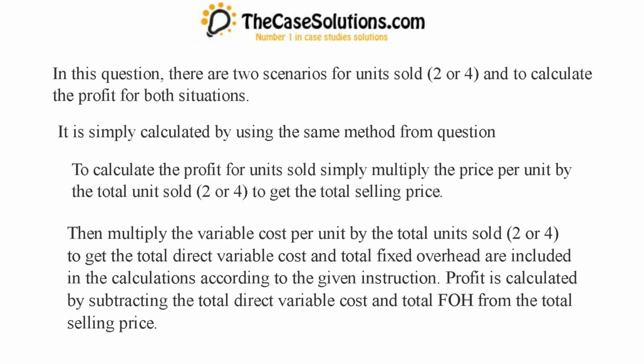To calculate the profit for units sold, simply multiply the price per unit by the total units sold, 2 or 4, to get the total selling price. Then multiply the variable cost per unit by the total units sold, 2 or 4, to get the total direct variable cost, and total fixed overhead are included in the calculations according to the given instruction. Profit is calculated by subtracting the total direct variable cost and total FOH from the total selling price.